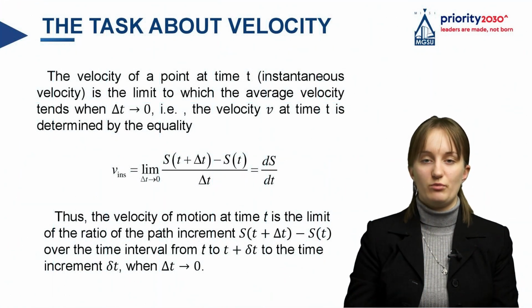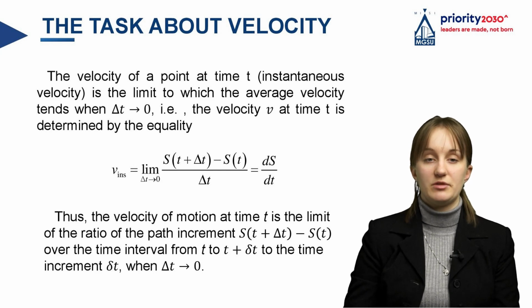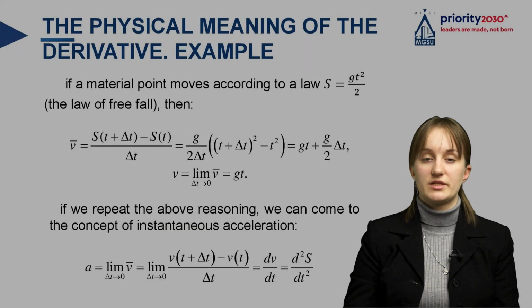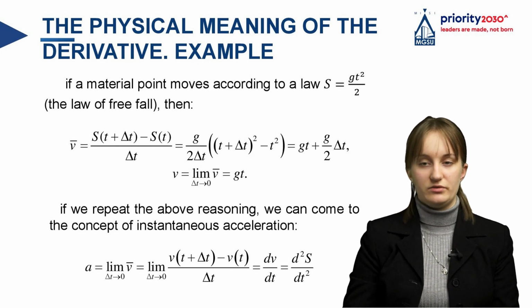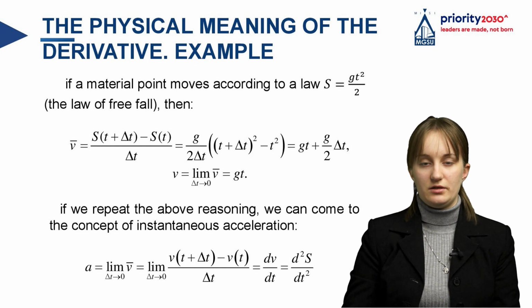Thus, the velocity of motion at time t is the limit of the ratio of the path increment s of t plus delta t minus s of t, over the time interval from t to t plus delta t, to the time increment delta t, when delta t tends to 0. For example, if a material point moves according to a law s equals g t squared divided by 2, the law of free fall, then vector v is equal to the following equation.